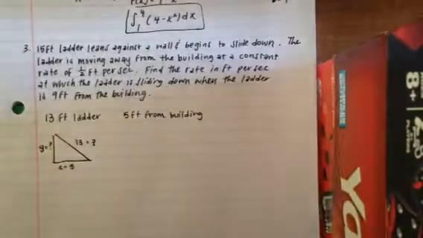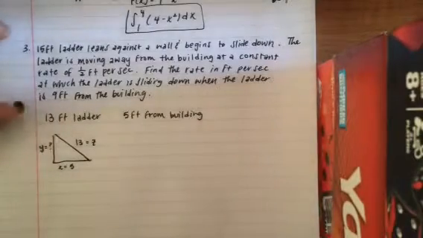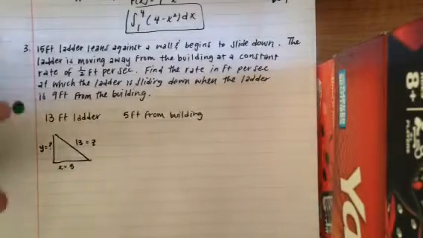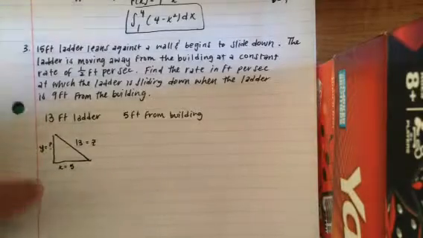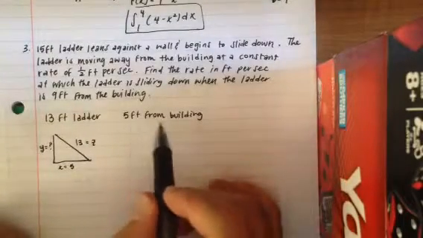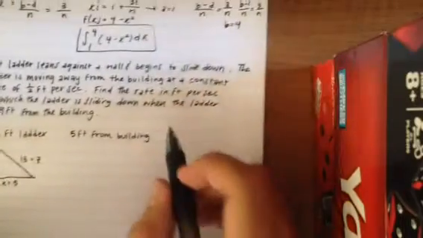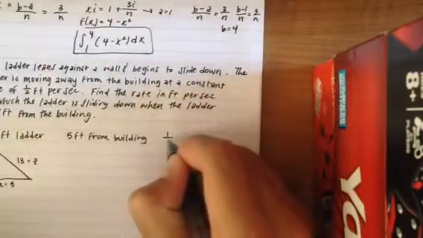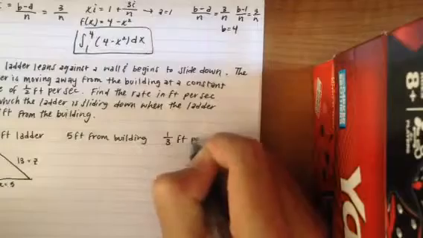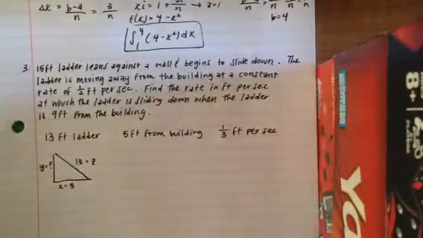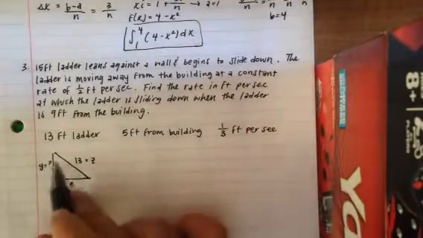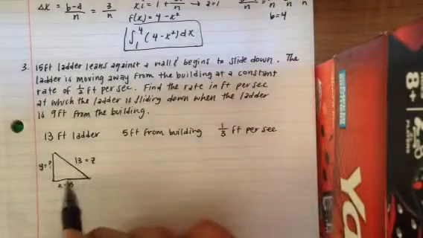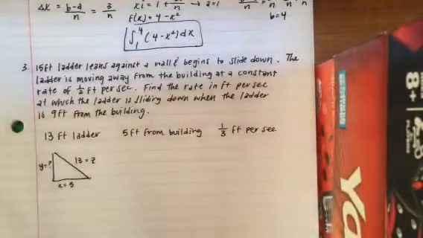Okay, so this is number 3. That's the original question, and what I'm changing is the ladder size to 14, and then the feet from the building is now going to be 5, and then I'm going to change the rate to 1/3 feet per second. Okay, so here's my triangle right there, and so the ladder is right here. This is how far away it is from the building, which is y.